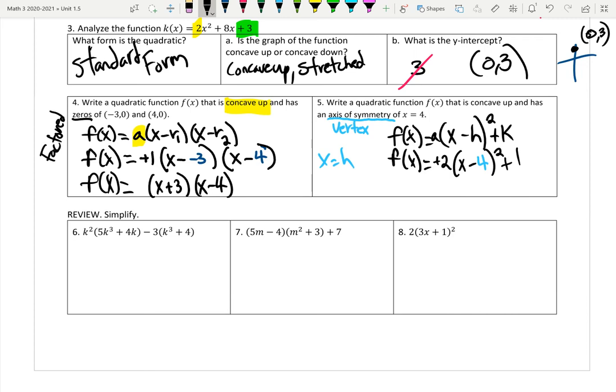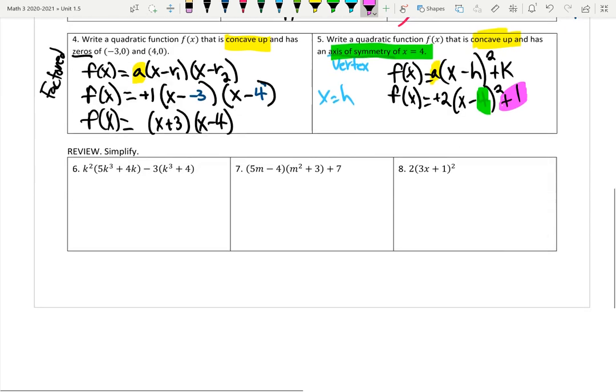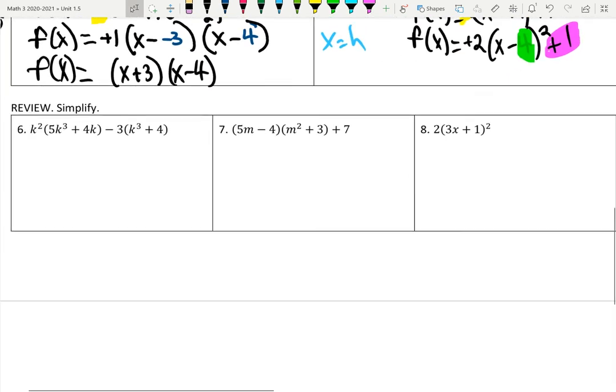Voila! This is going to be a quadratic function that is concave up. It is going to also have an axis of symmetry of x equals 4. And then this last piece right here, it's like, oh, why is it a +1? Well, they didn't really specify, so I was able to fill in the last piece of information myself. Keep it simple, folks. All right, this last guy is a bunch of review.